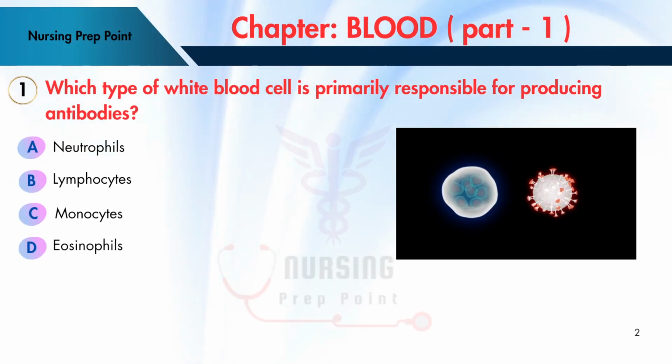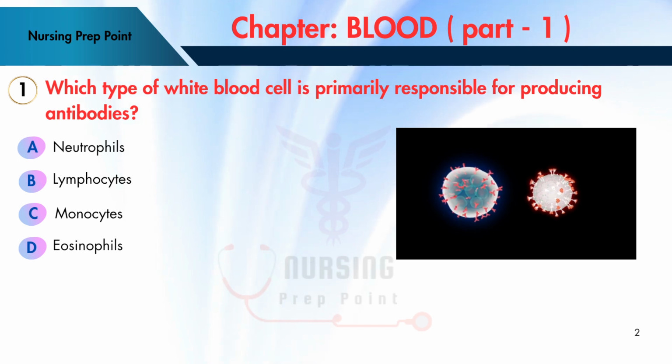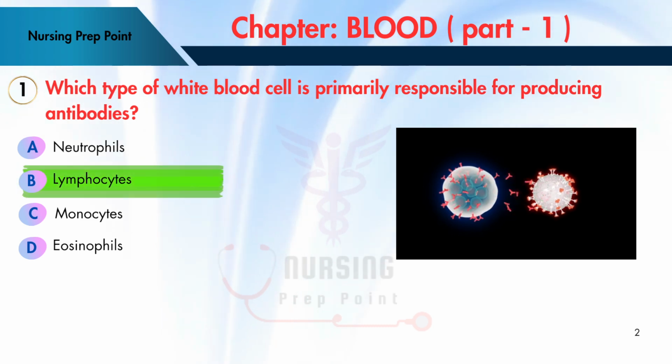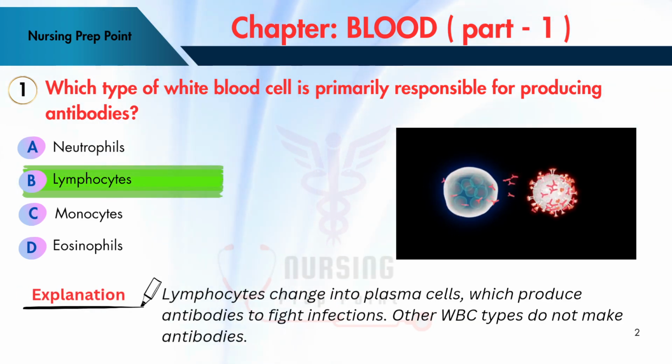Which type of white blood cell is primarily responsible for producing antibodies? Option A, neutrophils. Option B, lymphocytes. Option C, monocytes. Or option D, eosinophils. The correct answer is option B, lymphocytes. Explanation. Lymphocytes change into plasma cells, which produce antibodies to fight infections. Other WBC types do not make antibodies.